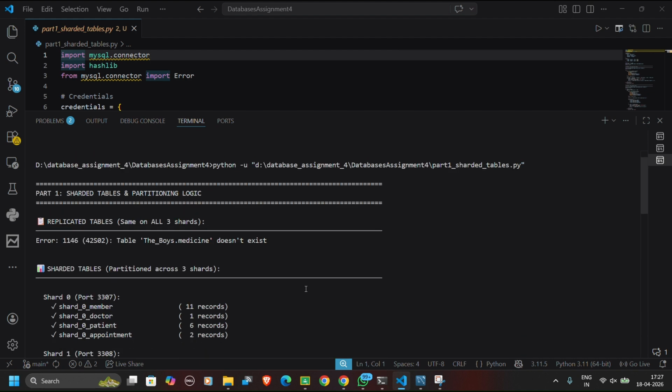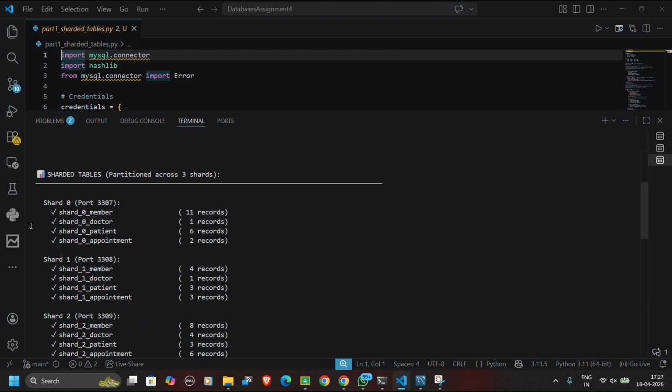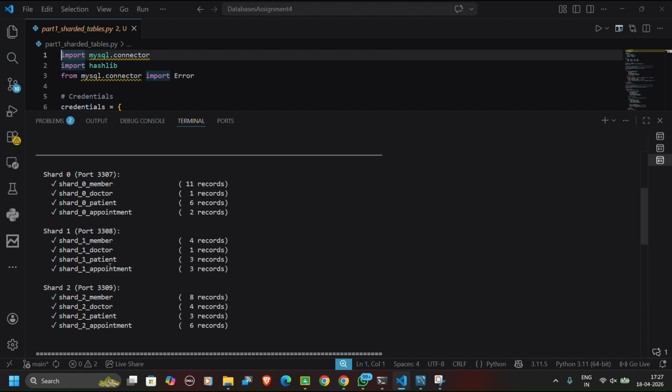As you can see, this is shard 0's members, and we can see over here how many records there are in these shards. So the key takeaway is members are hashed and distributed evenly across the 3 shards.